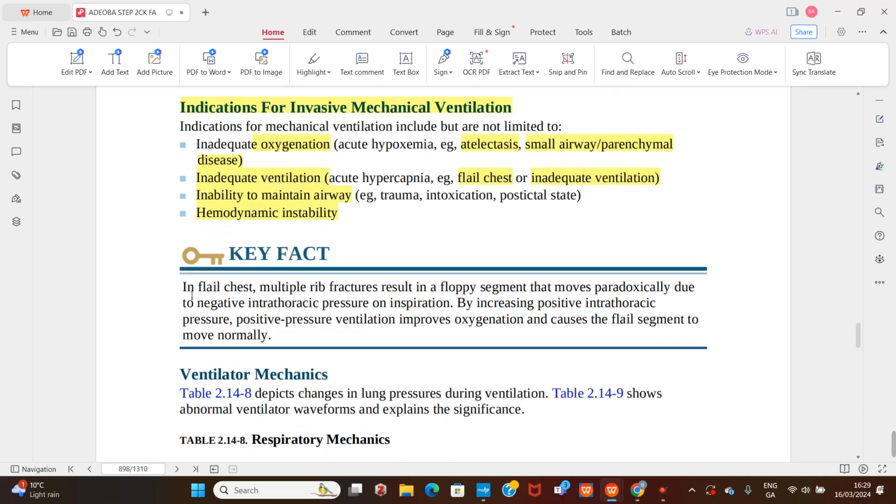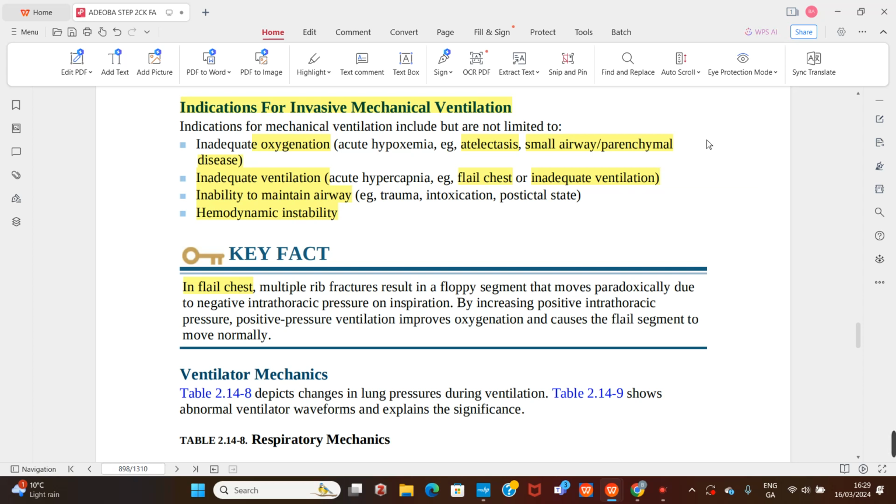So this is just like a small note for flail chest. We're not really going to go into it in detail. I'm just going to give us an overview of what happens in flail chest. So flail chest is a situation where you have two or more, let's say two adjacent ribs that fracture. So this can impair the respiratory mechanics of the chest wall when this happens.